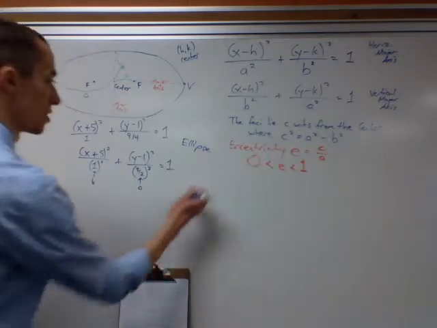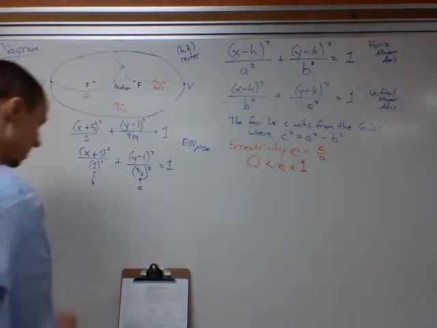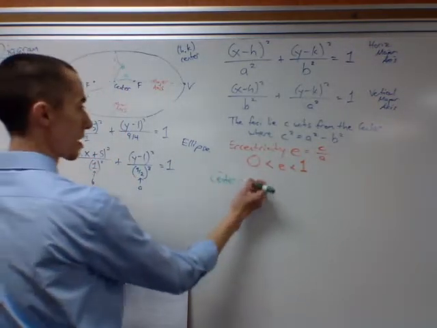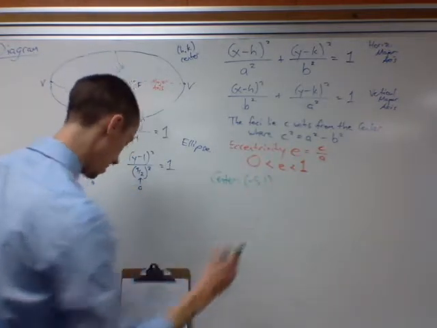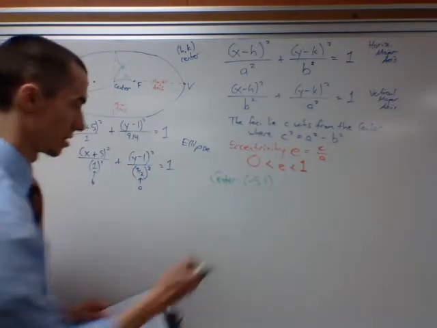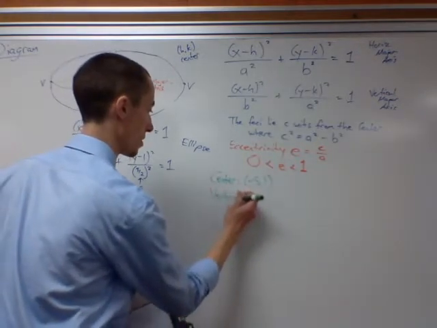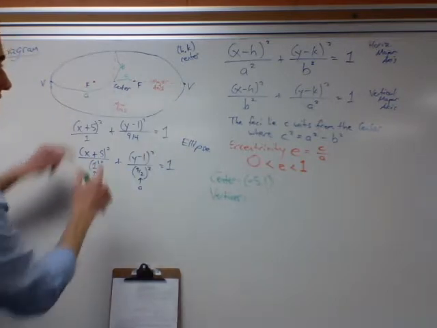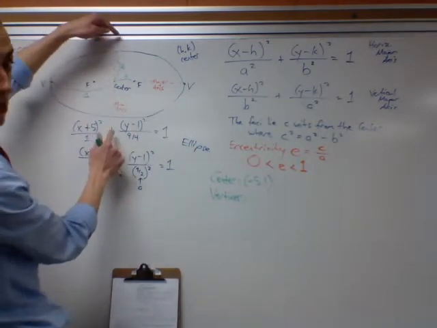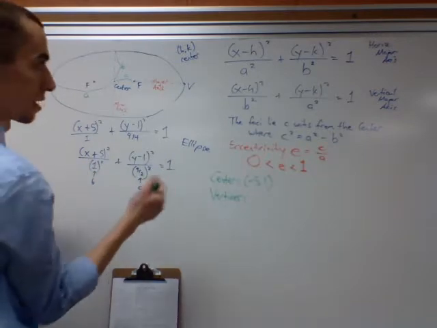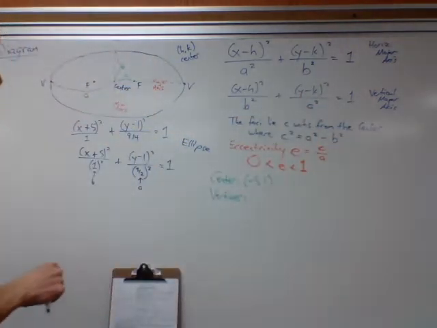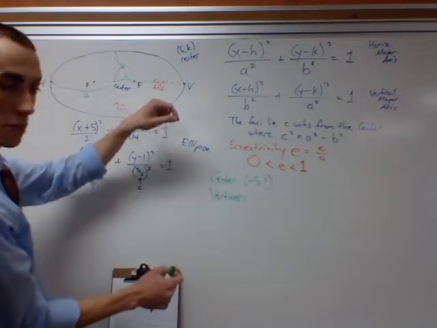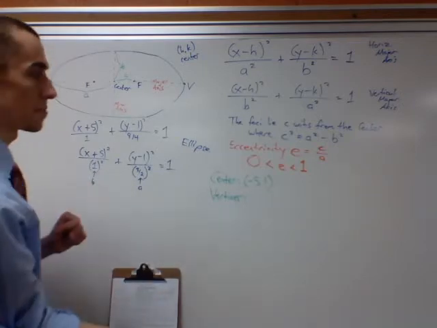Next, find the center. The center is going to be found at the point negative 5, comma 1. We also want to find the vertices. Remember that the vertices are found at the end of the major axis. In this case, the major axis is going to be up and down because, well, that's what we determined earlier. So we need to take the A number and then go up that many units from the center and down that many units from the center.